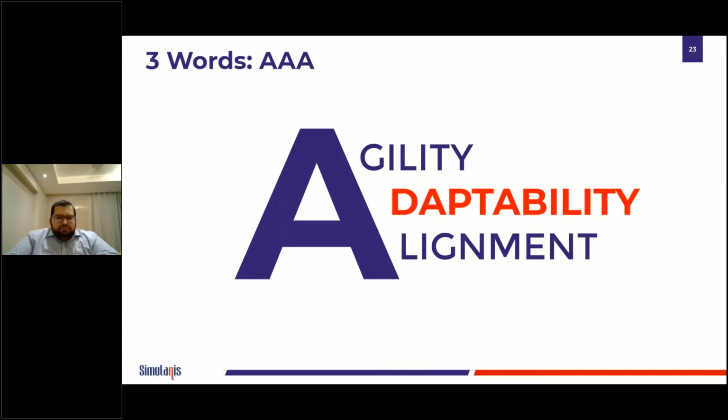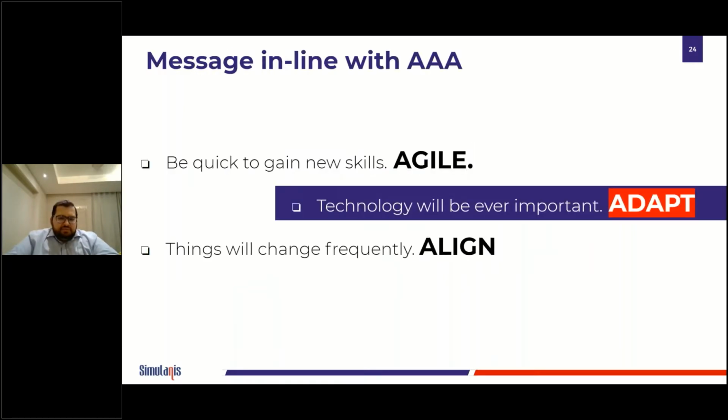Now, in terms of a framework and profile, I would make you think towards this framework of AAA. It's along the lines of agility, adaptability, and alignment. I think agility is the key, which basically makes you move faster. It helps you to quickly gain new skills. Adaptation is quite important, so technology has to be embraced. There are no two ways about it. And lastly, alignment. If changes are occurring frequently, then you have to make sure that you align to all those rapid changes that are happening, and those could be at the workplace.